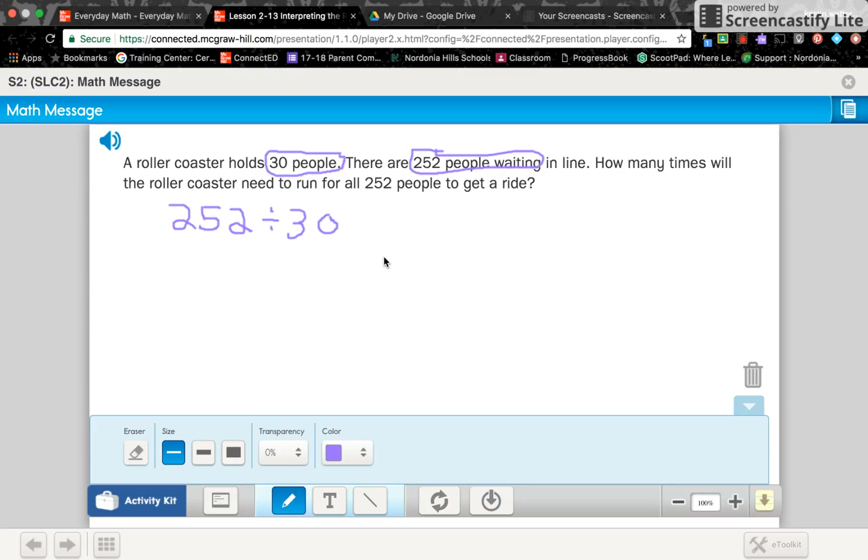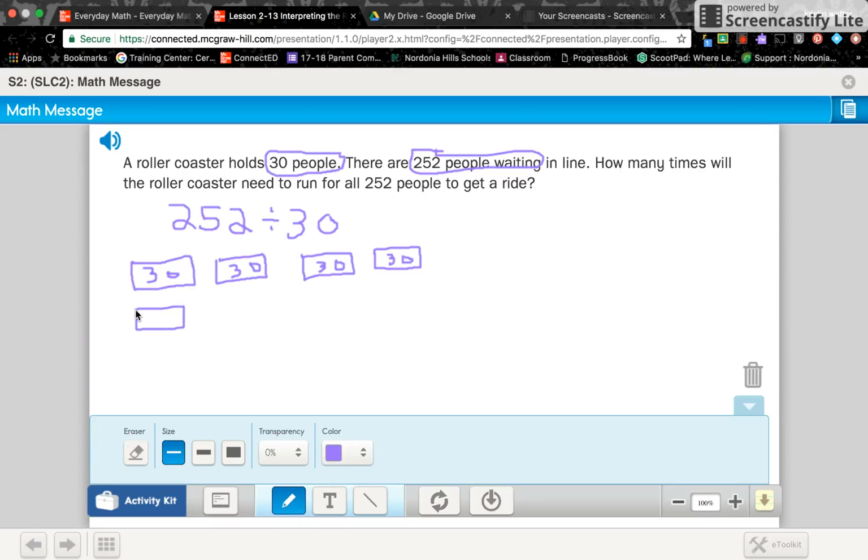So we can think of this using a mathematical model. What a mathematical model is, is drawing out a picture. So let's say we have the first ride. That would hold 30 people. The second time the roller coaster goes through, that holds another 30 people. The third time, that's going to hold another 30 people. The fourth time, that will hold another 30 people. So far we have 30, 60, 90, and 120 people through. So we still have 132 people to go through our line.